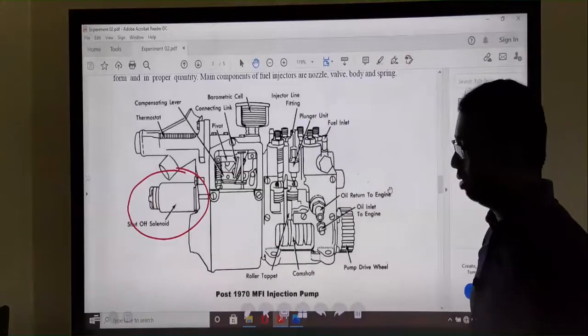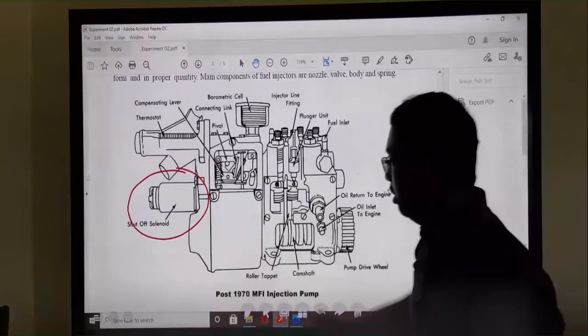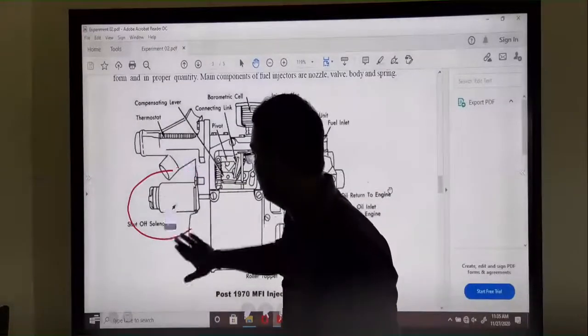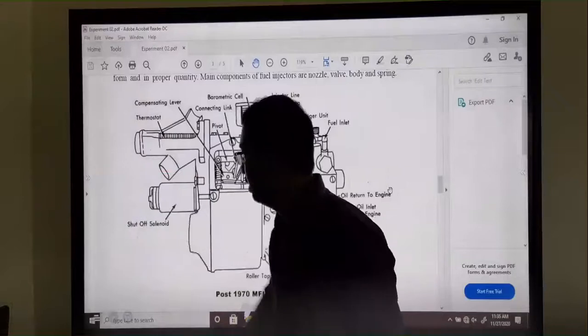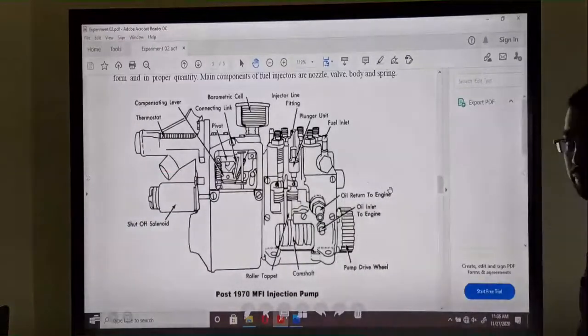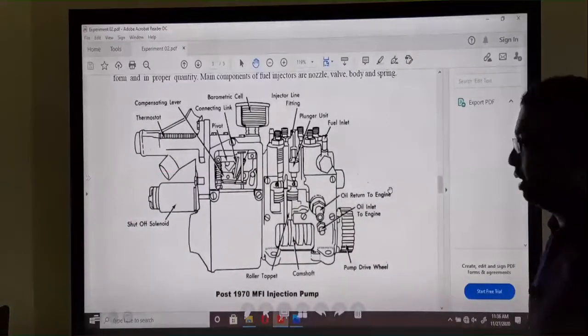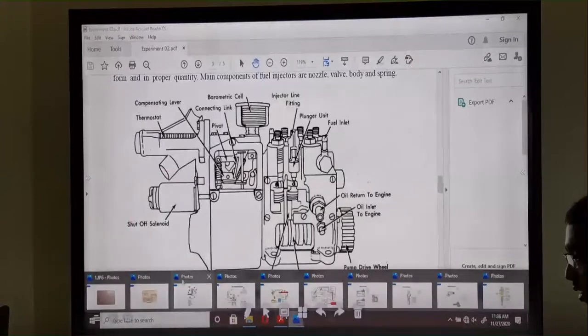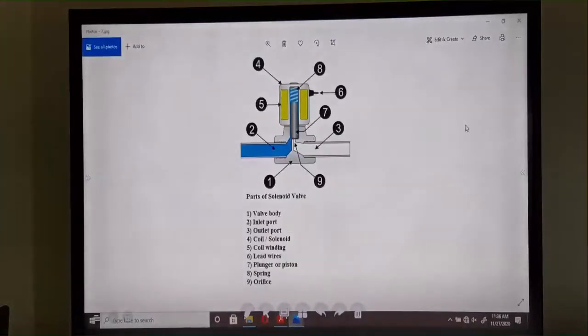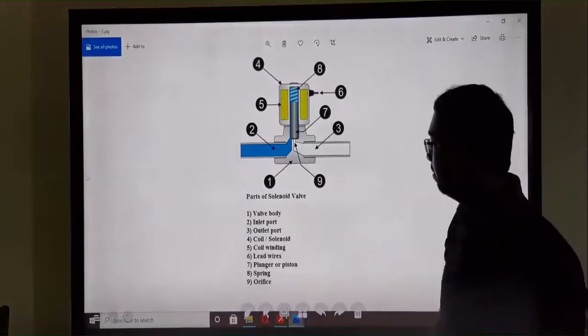So to stop that fuel wastage, we normally use this shut-off solenoid. What is a shut-off solenoid? Let's see a photo. This works electrically.